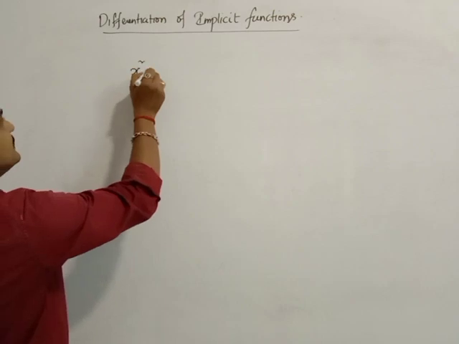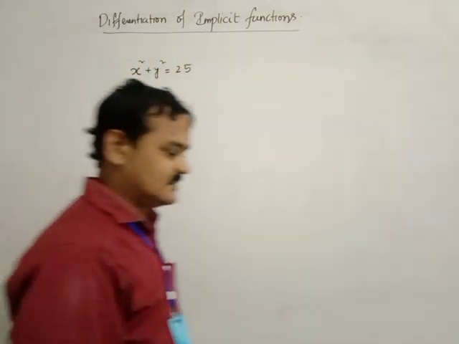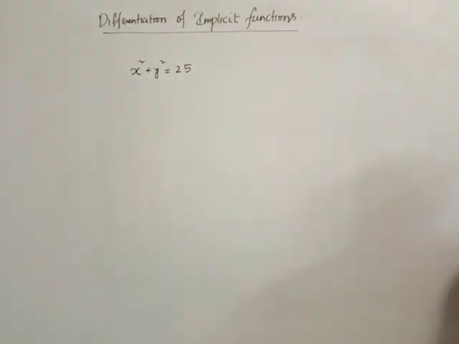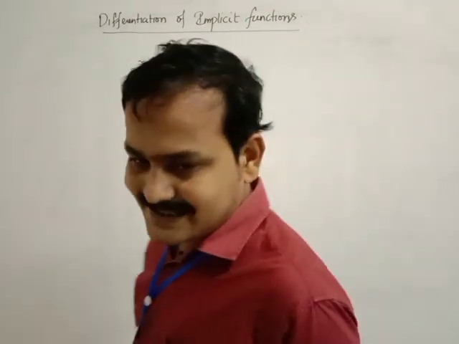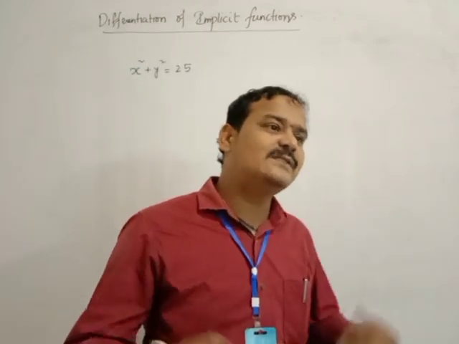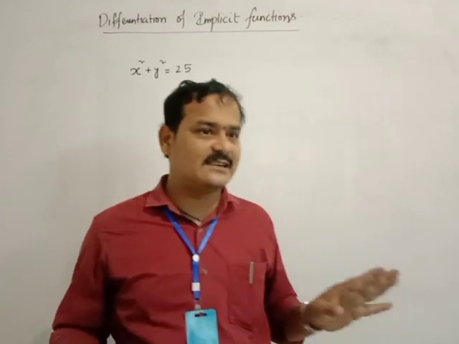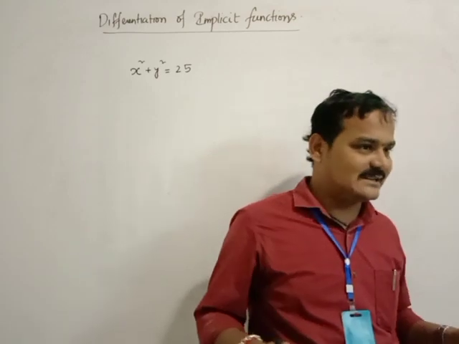x square plus y square is equal to 25. This is the function I have written, and this is an implicit function. Now I am going to differentiate it. How do we find the differentiation of this function? Here one doubt arises: shall I find the derivative with respect to x or with respect to y? There is no restriction that it must be with respect to x or with respect to y.